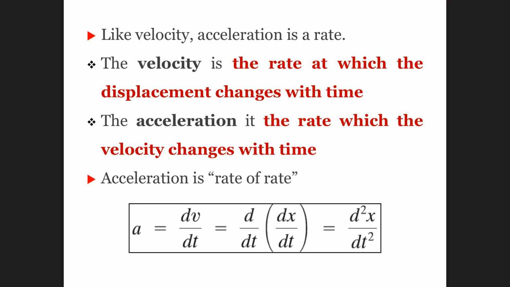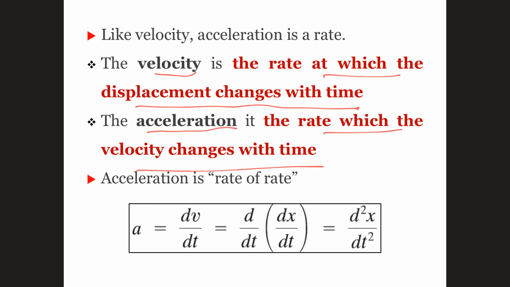So velocity is basically the rate at which the displacement changes with time, the change of position. Acceleration is basically the rate at which the velocity changes with time. So acceleration is a rate of a rate, which means that you need to differentiate 2 times.